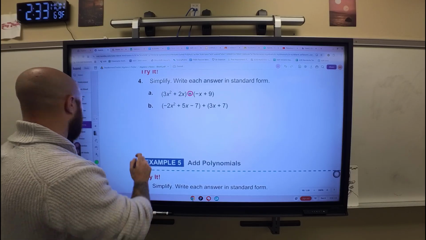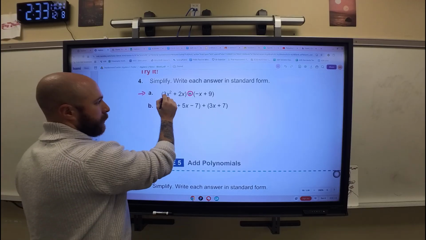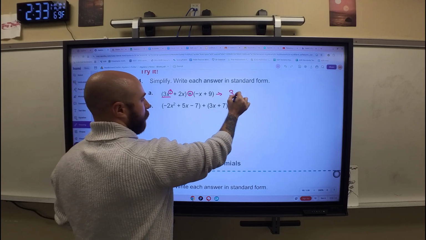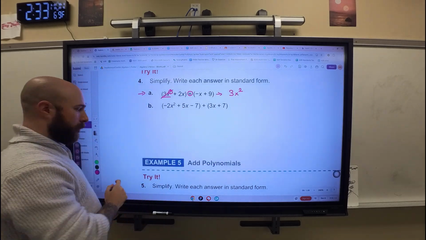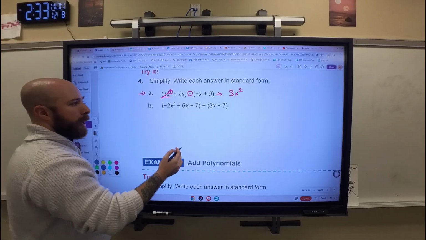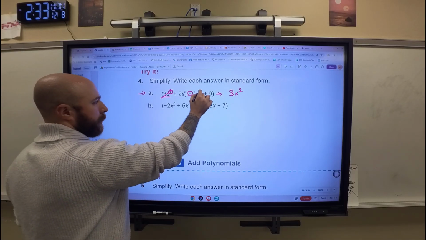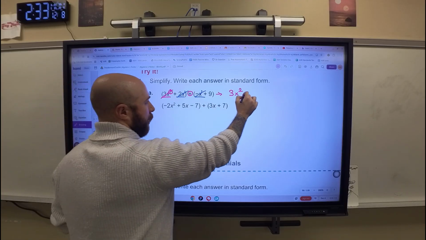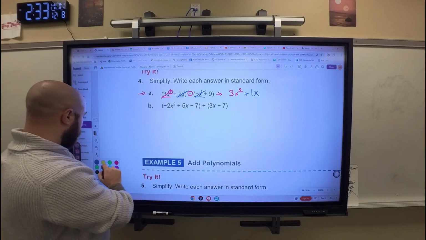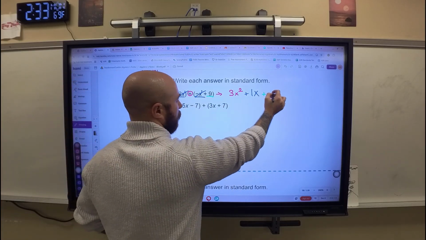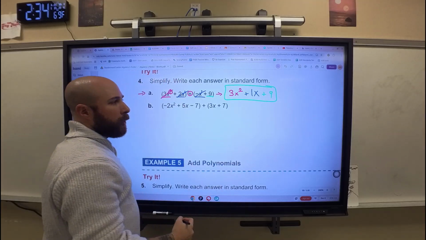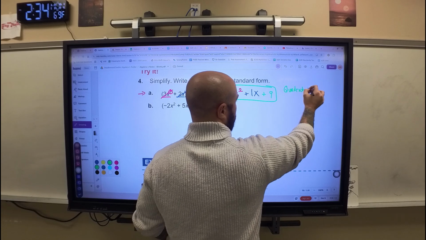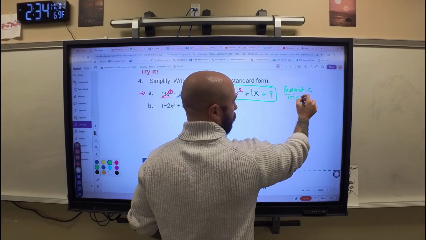So when we look at A in number 4, start with the highest exponent, which is a 2. I have no other exponents of 2, so that's my first term, 3x squared. Then we look at the next highest exponent, which is a 1. We have 2 of those. So 2 plus negative 1 becomes positive 1x. And then we're left with a plus 9. We can classify that. Highest exponent 2, quadratic. 3 terms, trinomial.